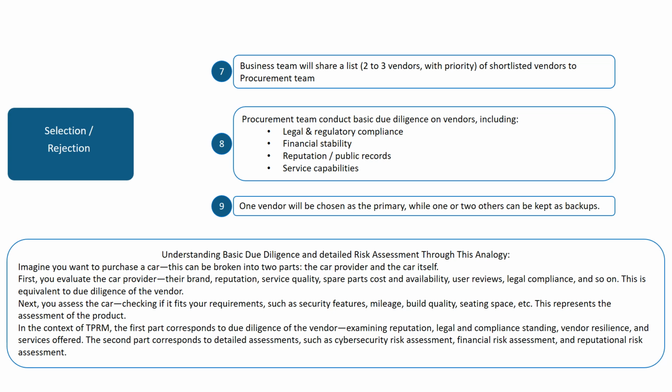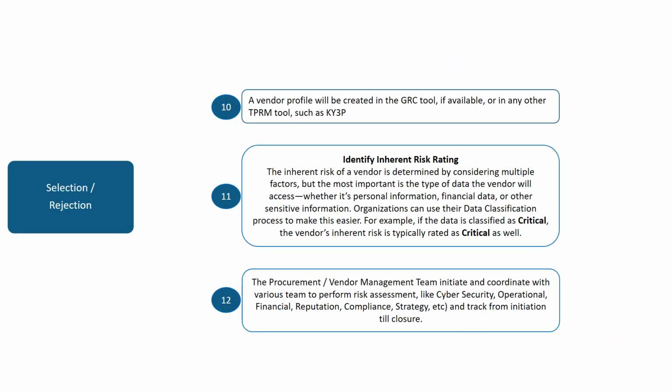In the context of TPRM, the first part corresponds to vendor due diligence, examining reputation, legal and regulatory standing, vendor resilience, and the services offered. The second part corresponds to detailed risk assessments, such as cybersecurity, financial, and reputational risk assessments. Once a vendor is selected, a vendor profile is created in the GRC tool, if available, or in another TPRM tool such as KY3P. Next, the inherent risk rating is identified.